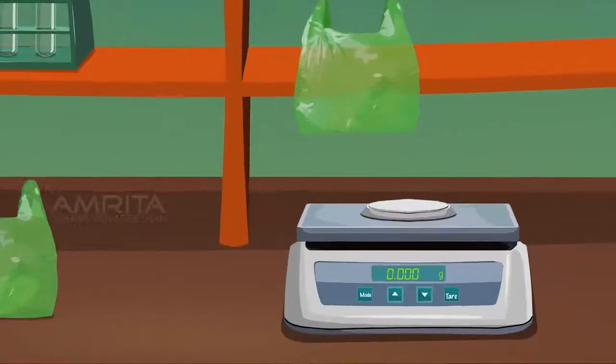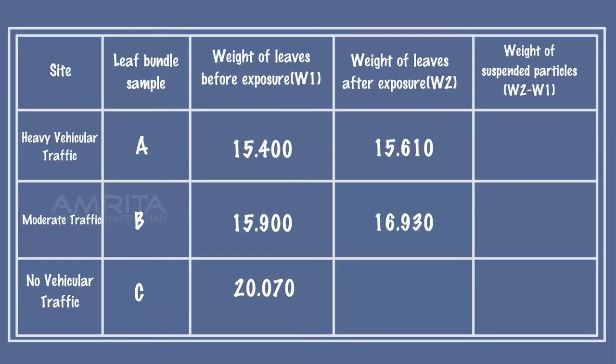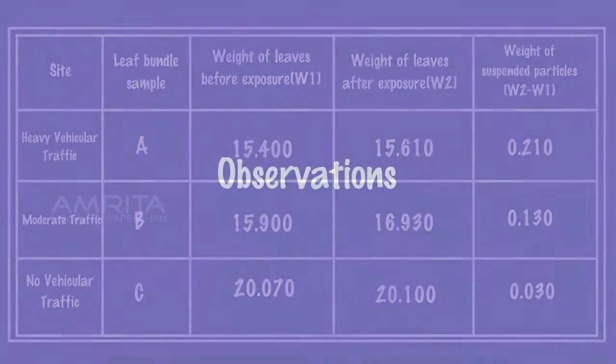Reweigh each bundle of exposed leaves along with their respective polythene covers and record the values in the table. The weight of suspended particles can be calculated by the difference between the weight of leaves after exposure and the weight of leaves before exposure.